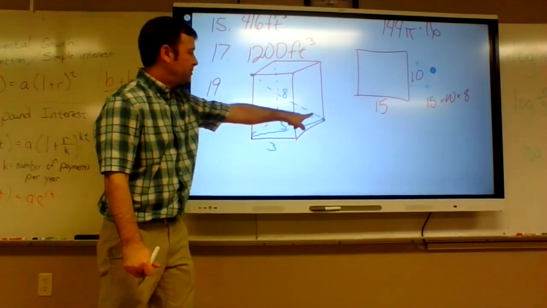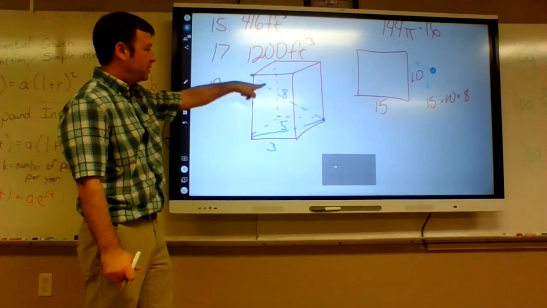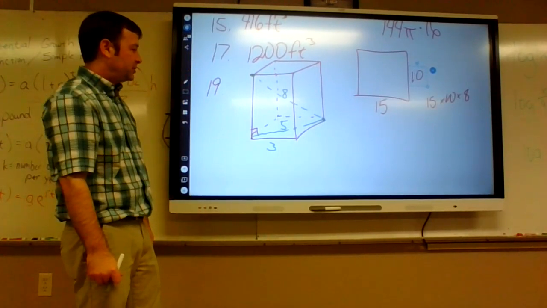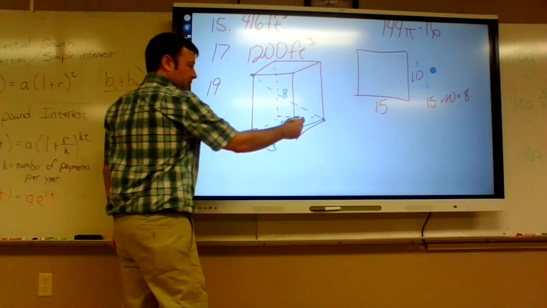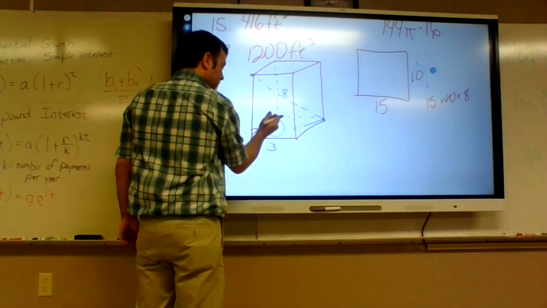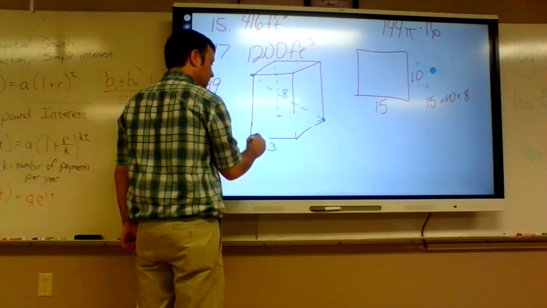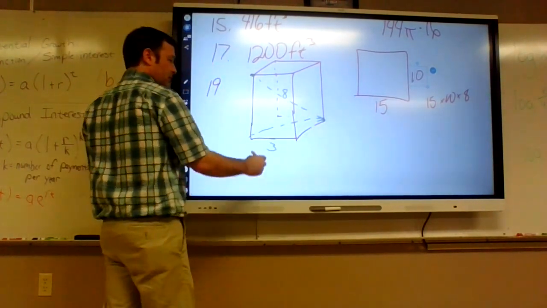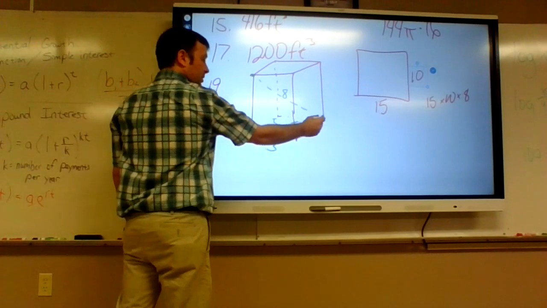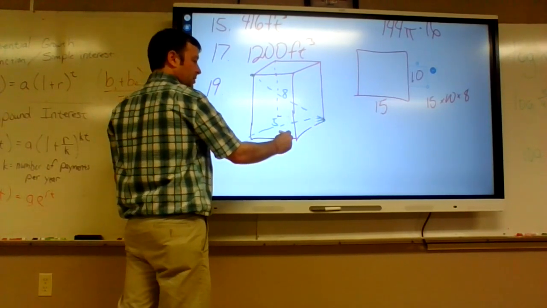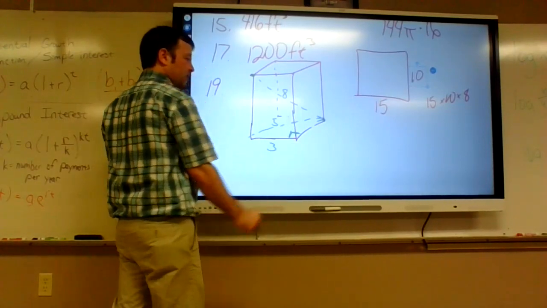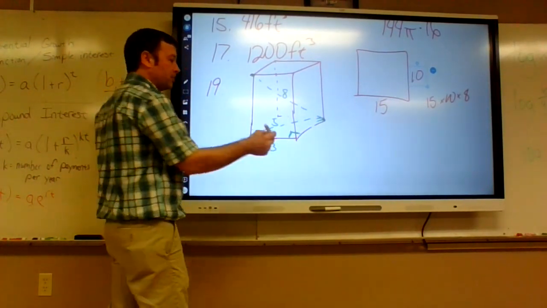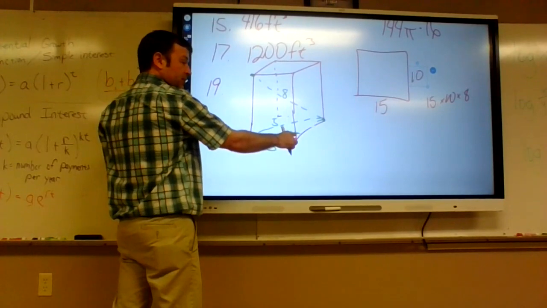What do these diagonals create with this edge right here? Right triangle. You guys see it right there? Also, I didn't draw it very well, but what does the 5 diagonal create with these two edges? It's another right triangle. Kind of hard to draw, but the picture's not perfect. It looks better in your book, but that's another right triangle right there, because that's a rectangle on the bottom.